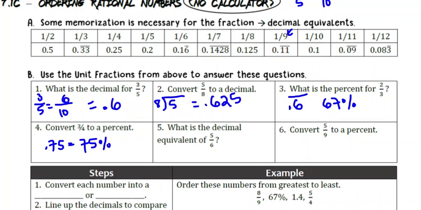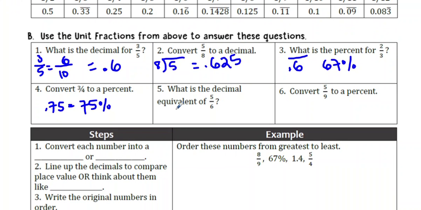For this one, honestly, I would just divide it out. So I have 5 divided by 6. Remember, you put a decimal point and a 0. So 6 goes into 50 8 times, and you get 48. And then you have 2, bring down another 0. 6 goes into 20 3 times.